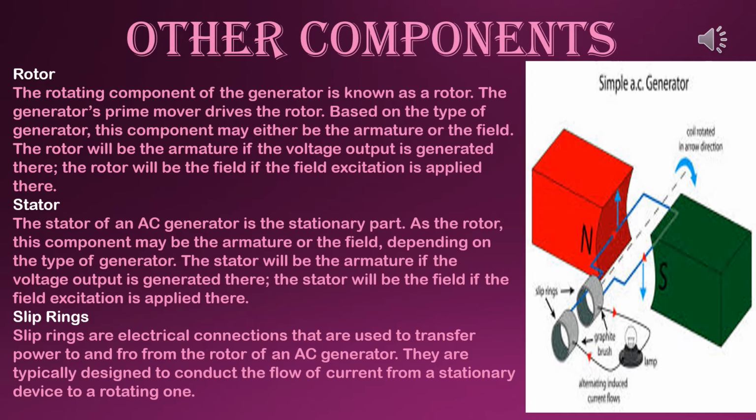Now see the diagram. In between two magnets, one is the north pole, another one is the south pole. The total structure is there with two brushes, slip rings, commutator, armature, rotor, stator, everything is there.